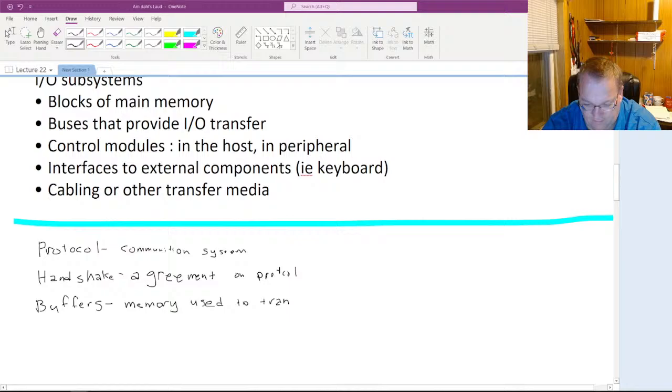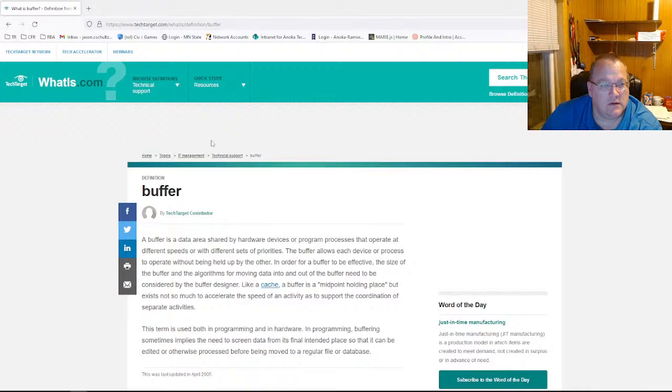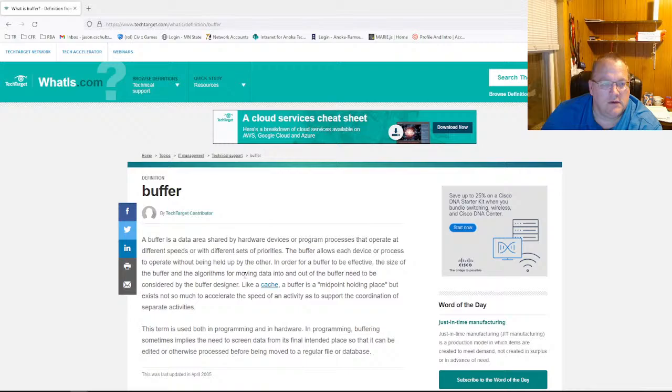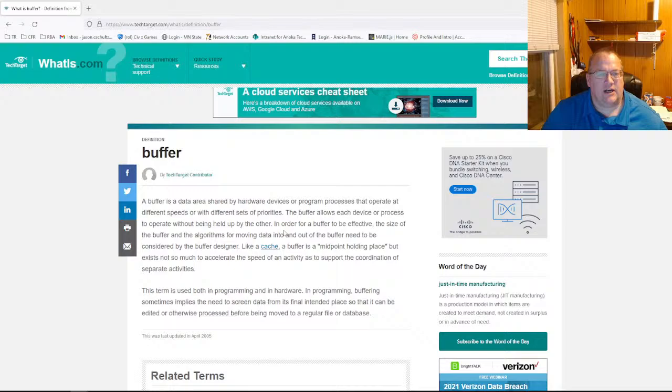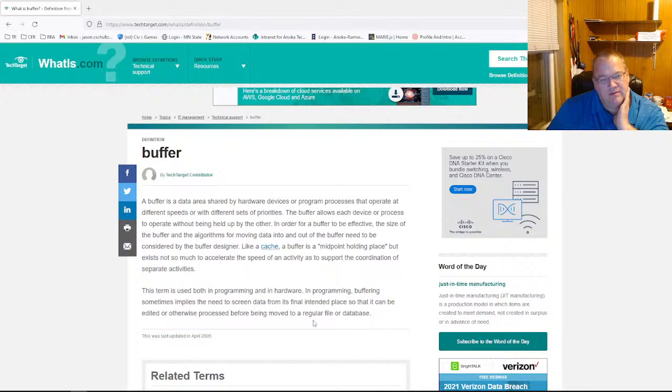Computer buffer. A buffer is a data area, memory, shared by hardware devices or program processes that operate at different speeds or at different types. A buffer allows each device to process or operate without being held up by the other. Cache is a buffer, a midpoint holding place, but exists not so much to accelerate. This term is used in both programming and in hardware. In programming, it's different. Buffering sometimes implies the need to stream data from its final intended place so that it can be edited.